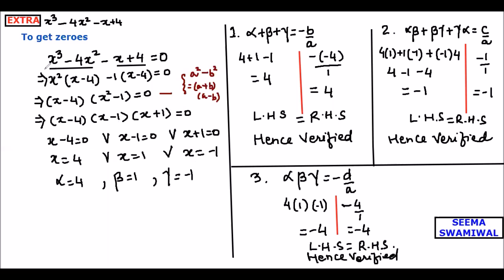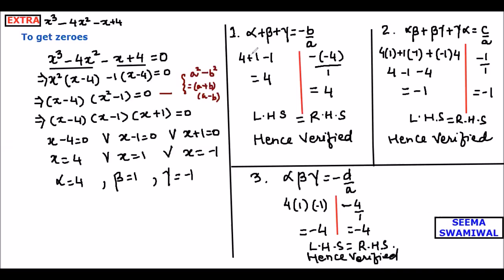Since you are getting 3 zeros because the degree is 3 here. The number of maximum zeros is always equal to the degree of the polynomial. Same is with the relations. If the degree is 3, you will get 3 relations. So the first relation, taking one at a time: alpha plus beta plus gamma is equal to minus b by a.